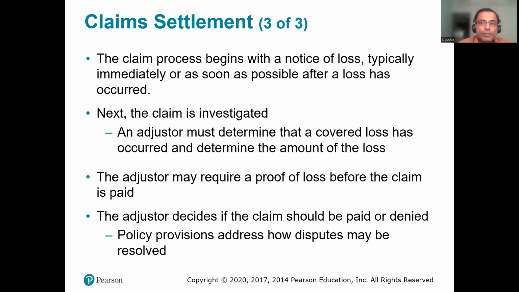The process starts with the notification of loss. Then the adjuster investigates the claim to determine whether it is authentic and whether it is covered by the insurance policy. They may also ask for additional proof to verify the authenticity of the claim. Once they have decided based on the information, they inform whether the claim will be processed or whether it will be denied.